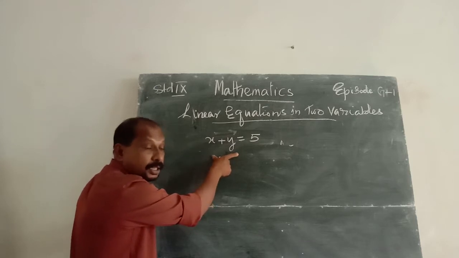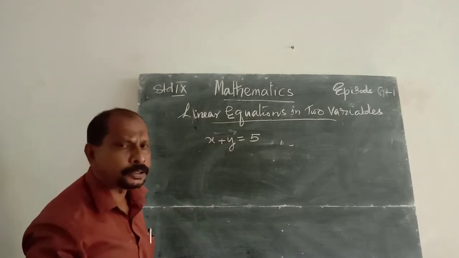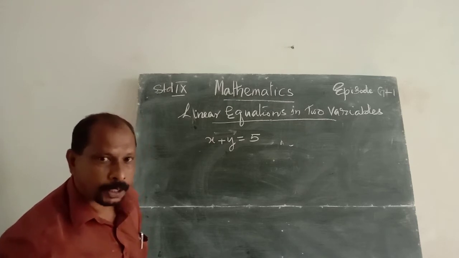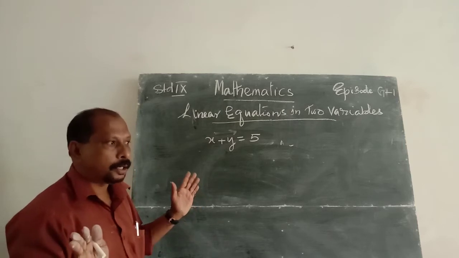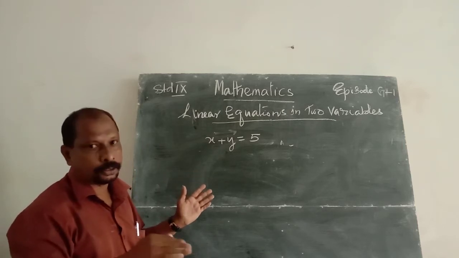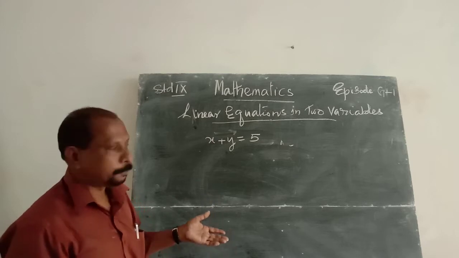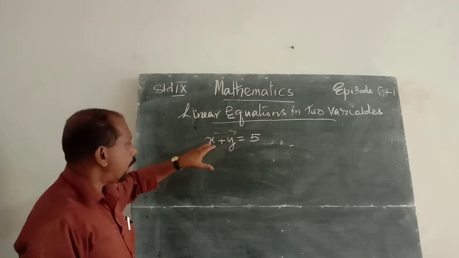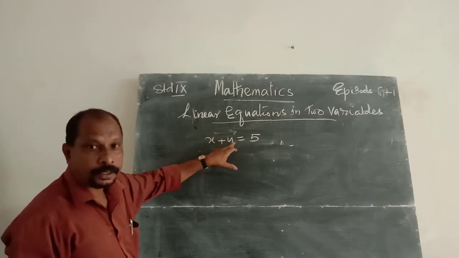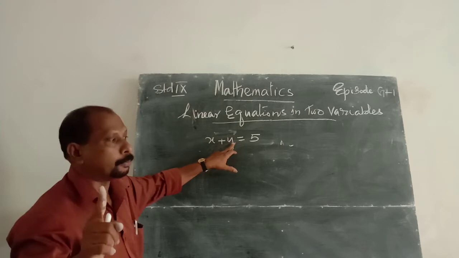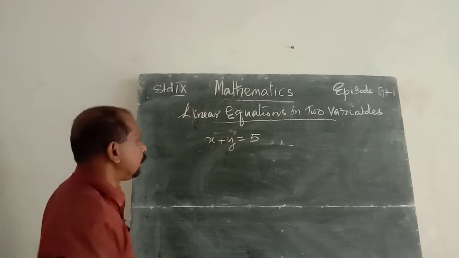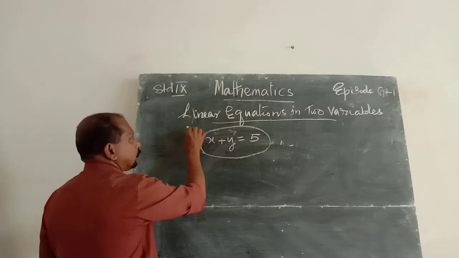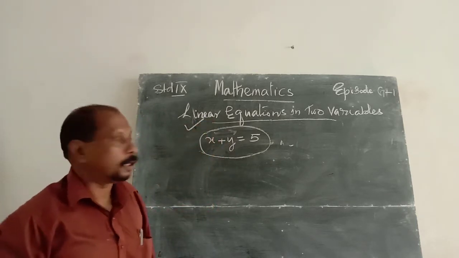They are related. They are related means they are dependent. Dependent means the value of one variable varies with the value of the other variable. That means they are dependent. Therefore, x and y are dependent variables. They are related, and the power of x and y is one, which means it is a first degree expression. Therefore, this equation is also known as a linear equation in two variables.